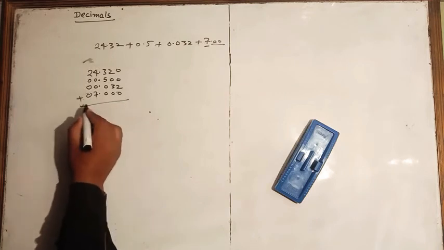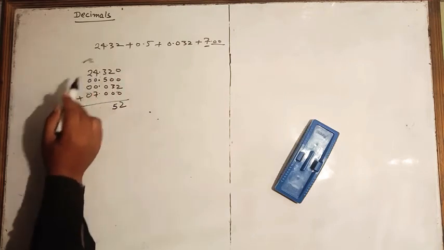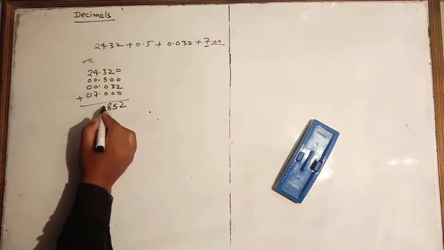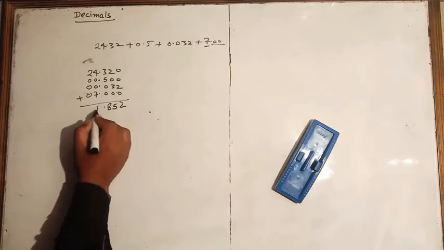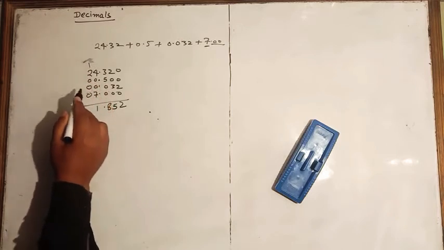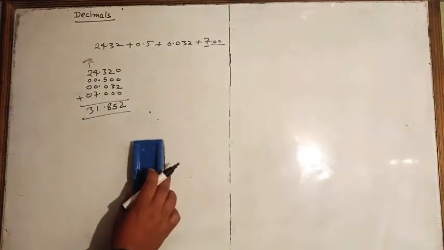Now you will add them together. 2 it will be, 3 plus 2 is 5, 5 plus 3 is 8, 4 plus 7 is 11, carry 1, 1 plus 2 plus 1 is 4... it will be 3 as written. Like this we can add the decimals.